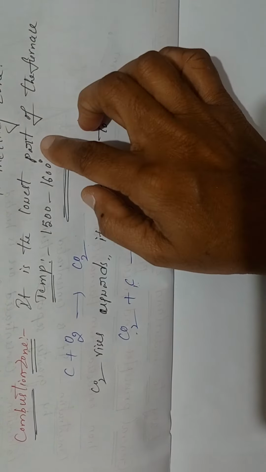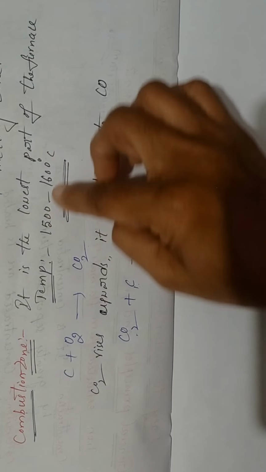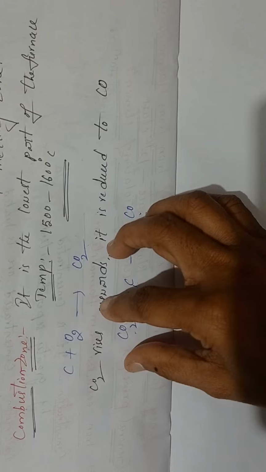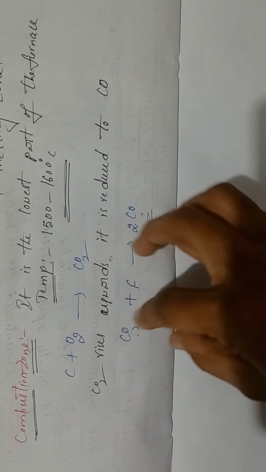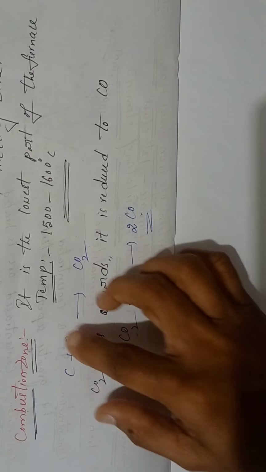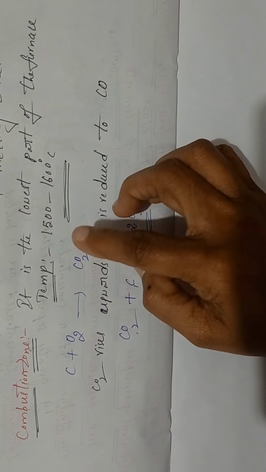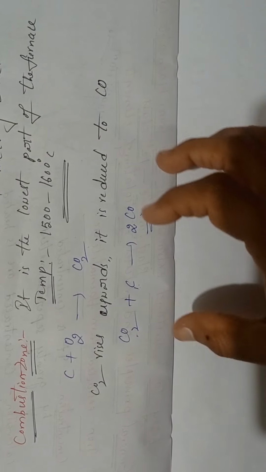This is the combustion zone. Which one is it, students? It is the lowest part of the furnace. Here the temperature range is this one. In this combustion zone, coke is combined with oxygen. That means in the presence of hot air, carbon undergoes oxidation and produces CO2, students. And when it rises upwards, it is reduced to CO. This is the combustion zone completed.